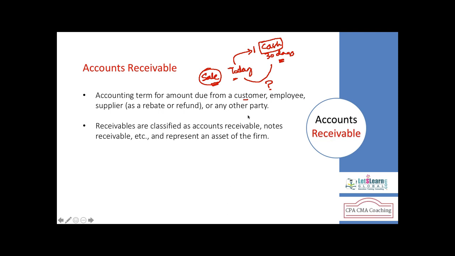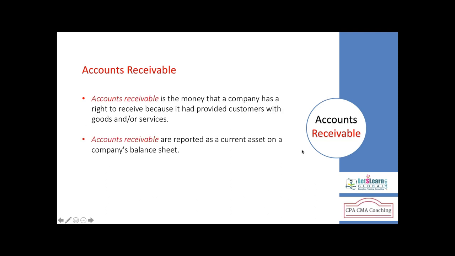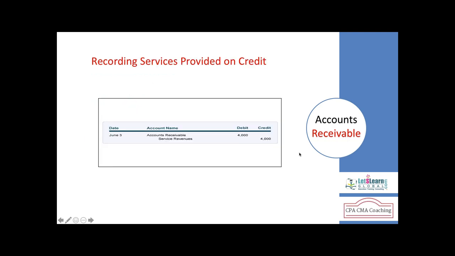We should record the details of the customers in our books, how much he owes. An employee borrowed from our company. Or we have to receive some money from a supplier, maybe a refund or a rebate. Or we may have to get some interest, dividend, commissions from other parties. These are all receivables. We classify the receivables into accounts receivable and notes receivable. Both we show in the balance sheet. The amount owed by customers and others to our company, we call receivables, and we record them in our balance sheet until we collect.